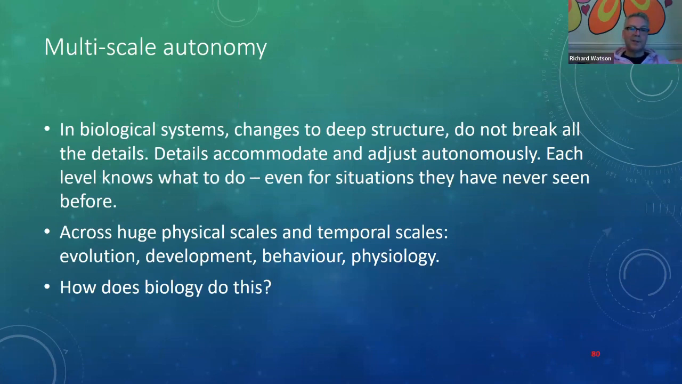In biological systems, changes to deep structure don't break all the details. The details accommodate and adjust autonomously. Each level of organization knows what to do, even for situations that they haven't seen before. Those are some of the examples I was talking about in the introduction. And that's true across huge physical scales and temporal scales: evolution, development, behavior, and physiology. How does biology do that, deep changes to structure that accommodate and adjust autonomously at multiple different levels?